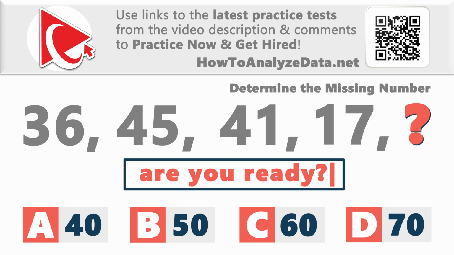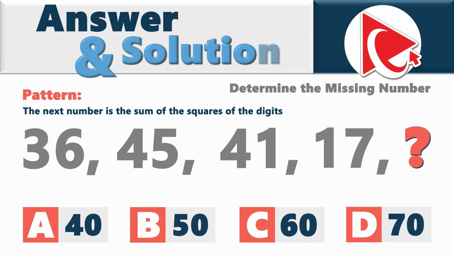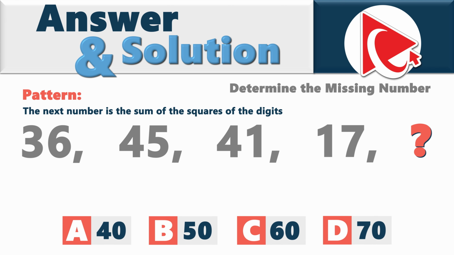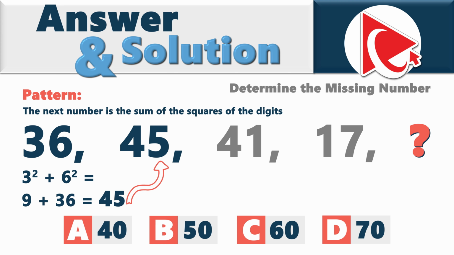Time's up. Are you ready to show your answer? The pattern here is that the next number is calculated as the sum of squares of the digits of the previous number. The first 2 numbers in the sequence are 36 and 45. 36 has 2 digits, 3 and 6. 3 squared plus 6 squared equals 9 plus 36 and equals 45.